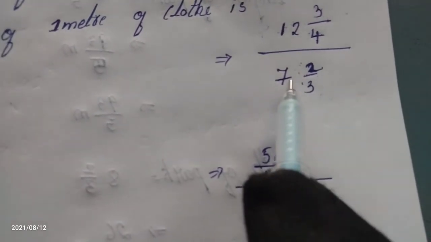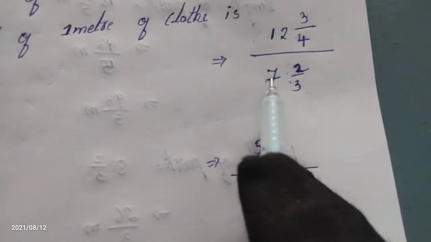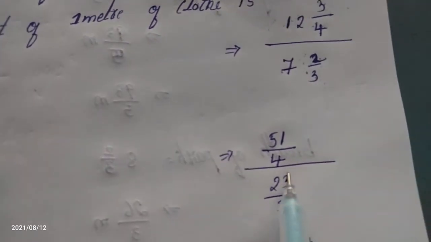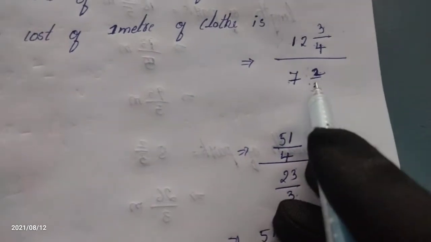Come to the other mixed fraction. 3 sevens, how much? 3 sevens are 21. With that 21 we add the numerator 2. 21 plus 2 is 23, so 23/3. Up to that clear? We just convert the mixed fraction into an improper fraction. First we multiply the denominator and whole number, then we add the numerator. This is the process to convert.